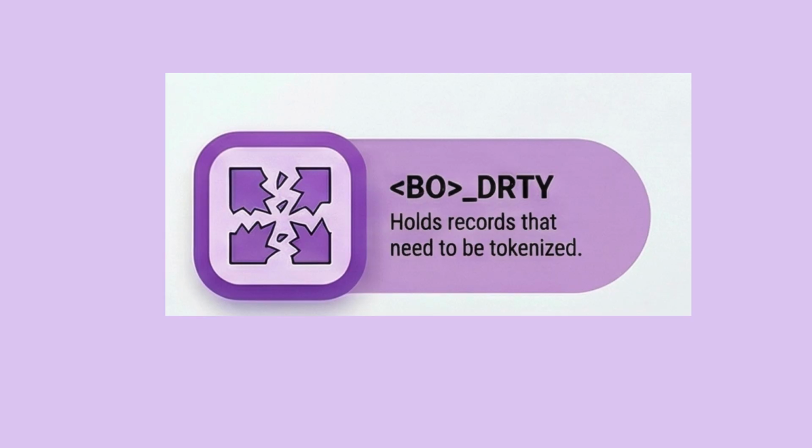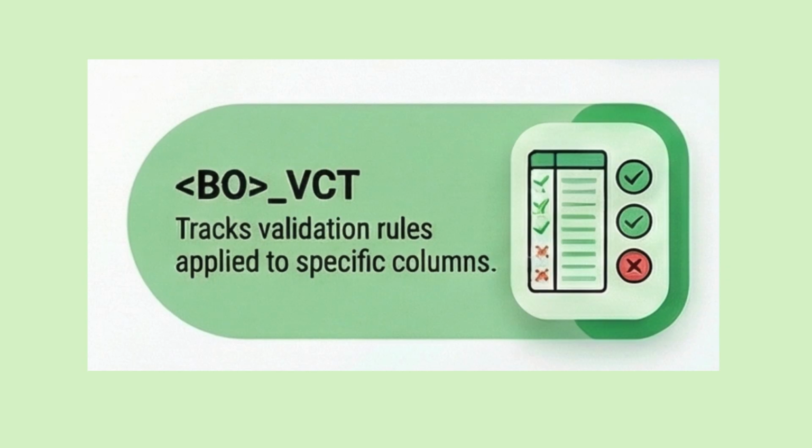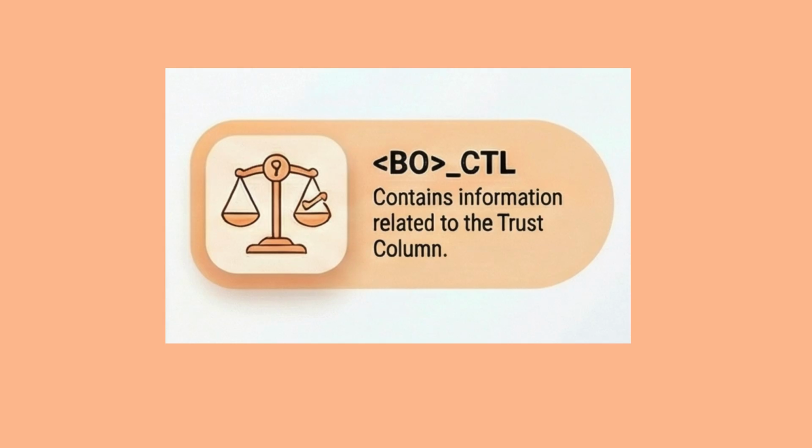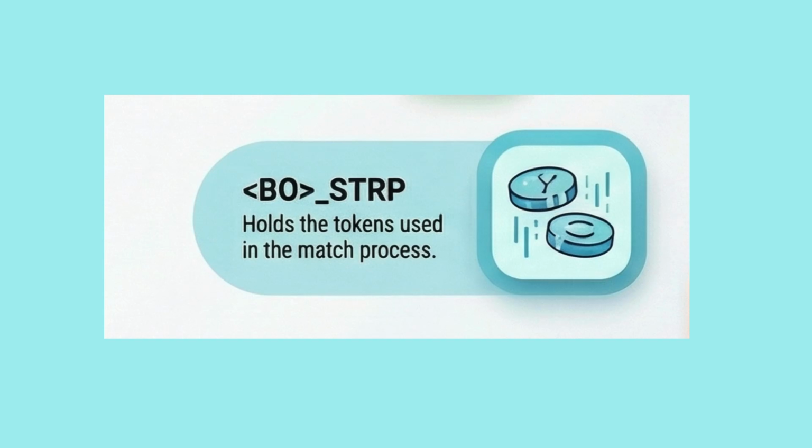BO dirty. It holds records that need to be tokenized. Validation control table. It tracks validation rules applied to a specific column. Trust table. It contains information related to the trust of the column. STRP table. It holds the tokens used in the match process.